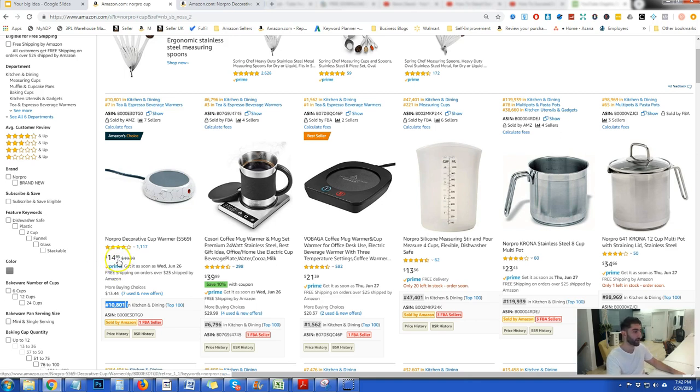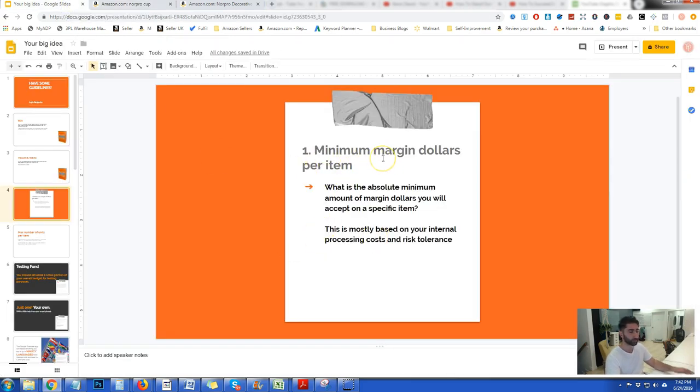I think anything, again, under $1 is not really going to make sense. You want to make 20 to 30% profit, right? If you're going for 15% and pushing volume, that's your guideline, and props to you for doing that. But you essentially want to know, per item, what's the minimum dollar amount that I want to make. Again, this is mostly based on your internal processing costs, the risk tolerance you have, and how you want to structure your business.